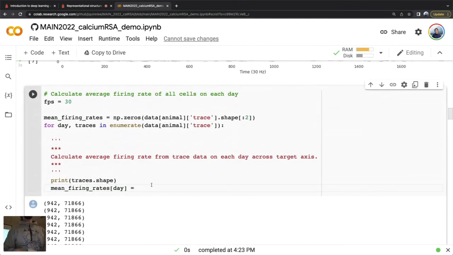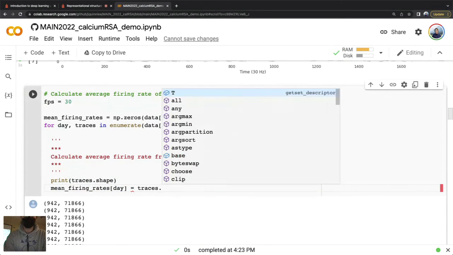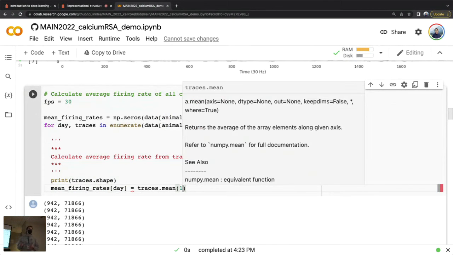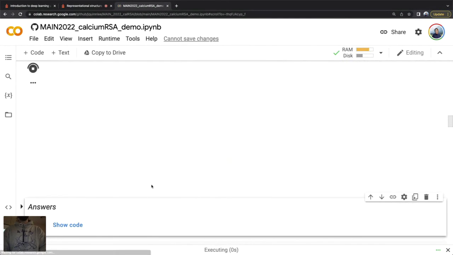So if you want to get the average firing rate of every cell, then you could say traces dot mean of the first, or the one axis. It's hard to say first in Python. Of this axis here. So you could average through all time in every session and get the mean firing rate of all the neurons in every day.